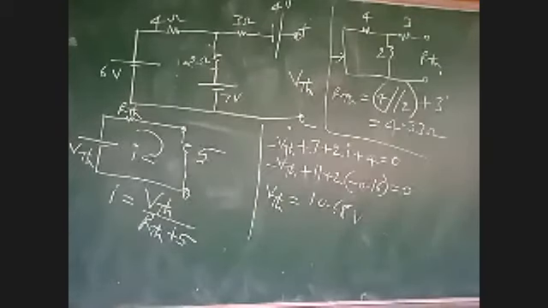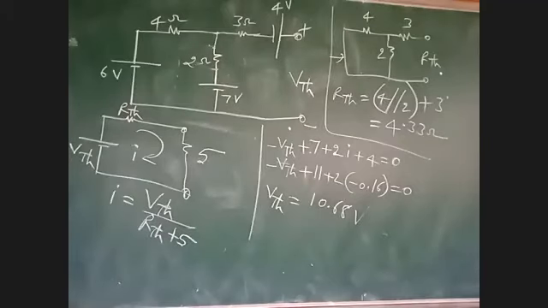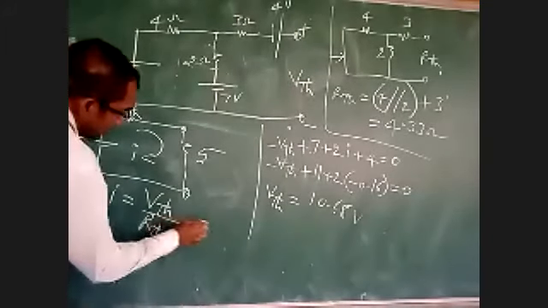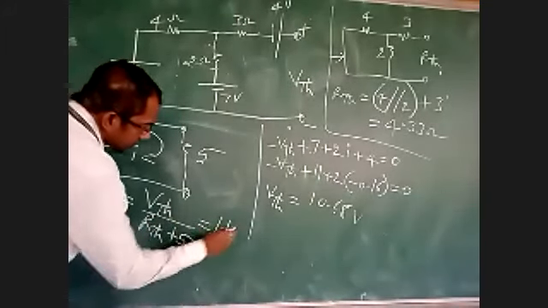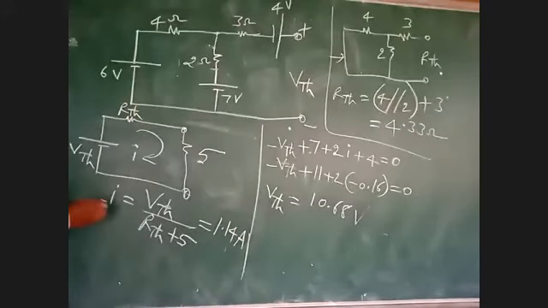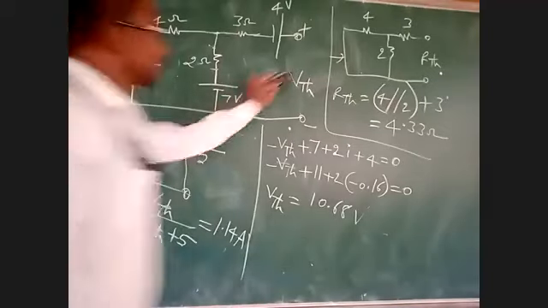1.14. This is the current in 5 ohms. Current in 5 ohms is 1.14. Now we will verify whether this answer is correct or not.